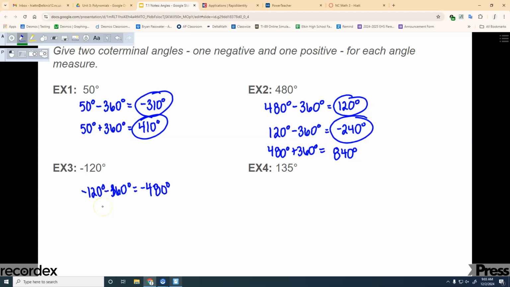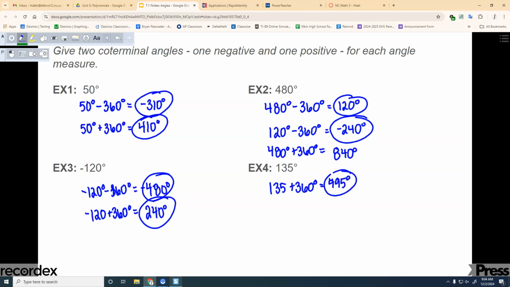Oh, thank you. All right, negative 480. I think that looks good. And what else for that one? Okay. I think that looks good. All right, Angel, what about for 135? Okay. Oh, sorry, that needs a negative with it. Okay. Easy enough? Makes sense? All right, so it's just adding or subtracting 360 is going to give you a coterminal angle.